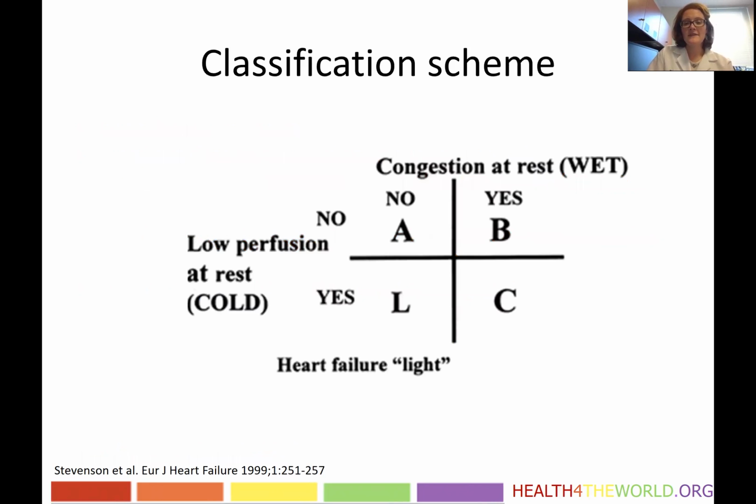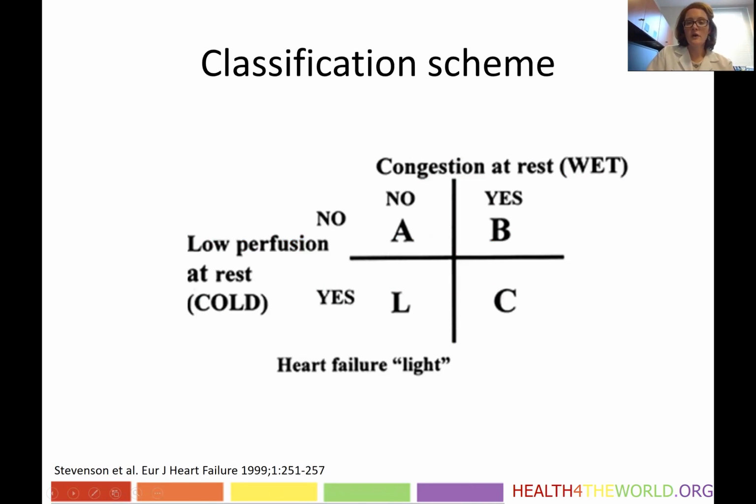This is a generally helpful classification scheme of where a patient may be on the scale of heart failure. So we think about two factors. One, are they volume overloaded or congested? And two, are they perfusing? Are they warm or are they cold? A is where we want our patients to be. We want them to have normal perfusion and no congestion. So hopefully we're all sitting right about here right now.